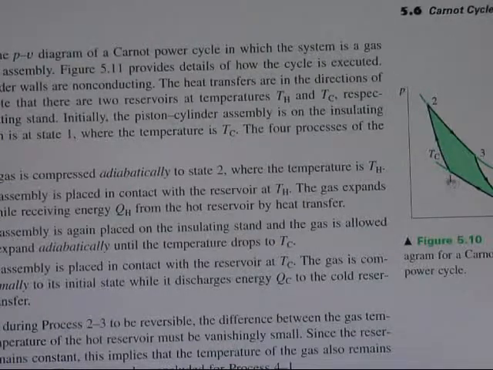From process 1 to 2, the gas is adiabatically compressed, so the final temperature is reached. Then 2 to 3, the assembly is placed in contact with the reservoir TH. So this is the assembly, touching the reservoir TH. The gas expands isothermally from 2 to 3 and receives the heat Q. So from here it receives this outside heat.